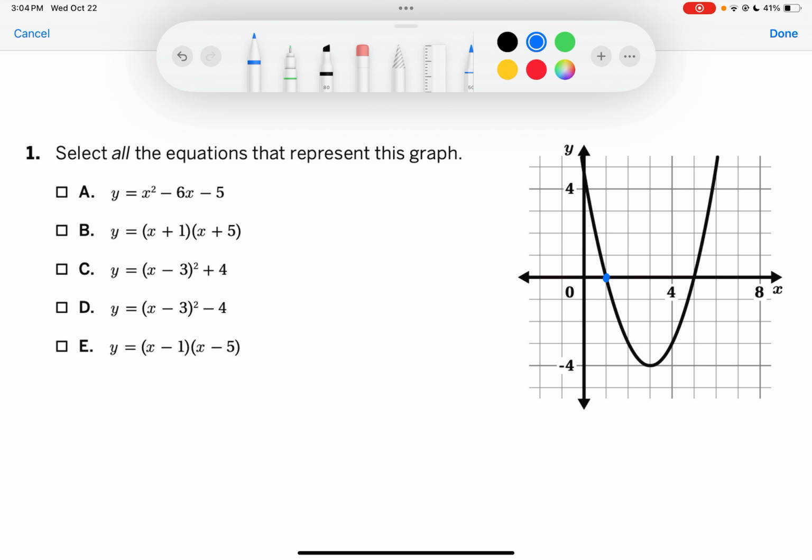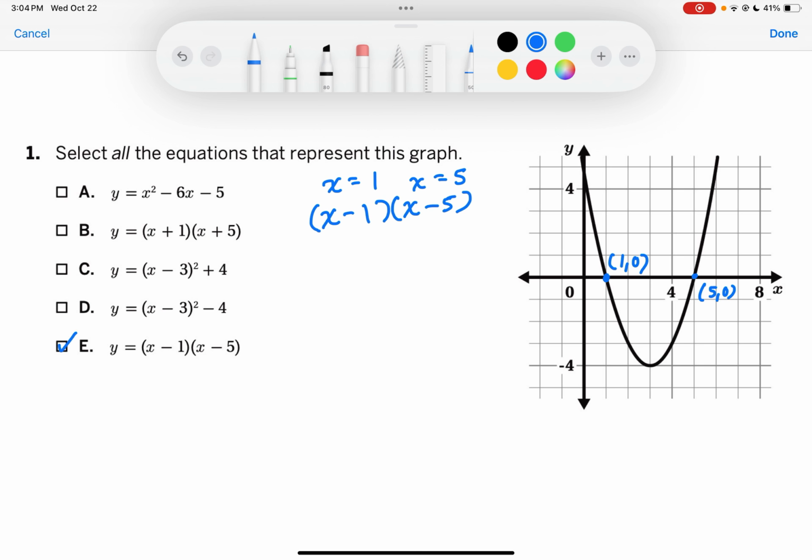look at my x-intercepts. So where x is equal to 5, where x is equal to 1. Okay, so my x-intercepts are at 1 and 5. So when I build my equation, I want to make sure that when I plug in 1, I get 0. So if x is 1, 1 minus 1 is 0. If x is 5, 5 minus 5 is 0. So it's going to have to be this one.